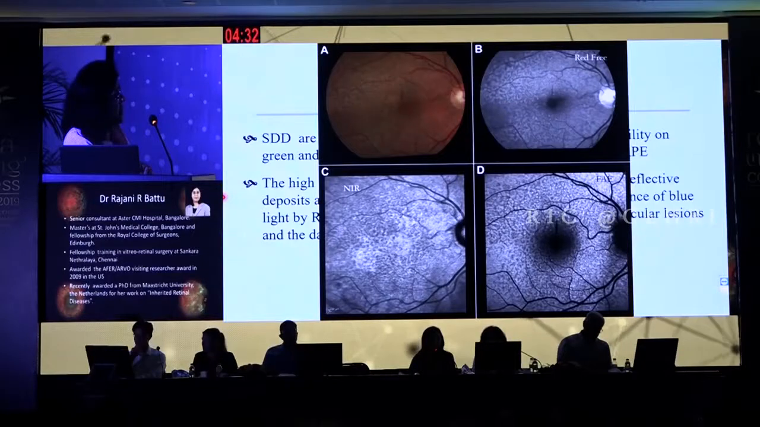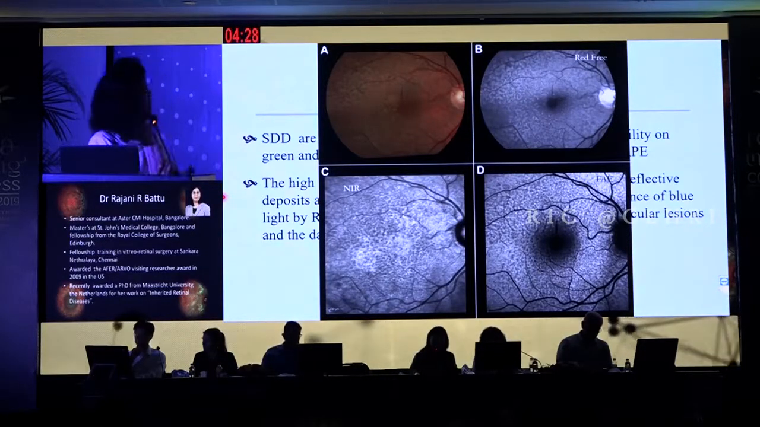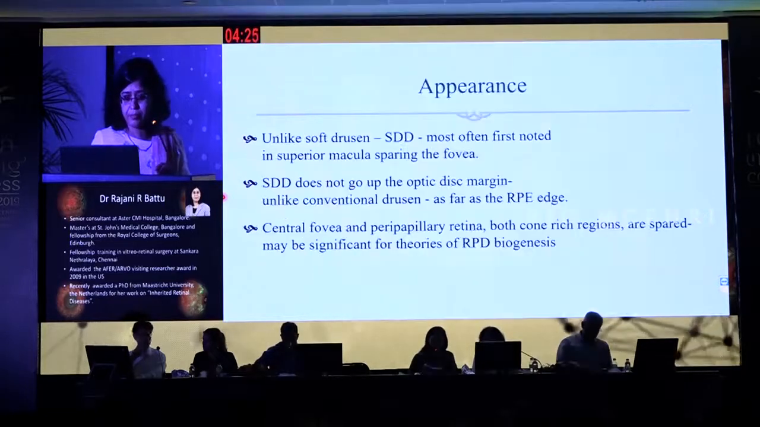So that's the blue reflectance, the multimodal imaging we've been talking about. That's the blue reflectance with the drusenoid deposits. In a typical clinical picture, this is how they would appear, sort of yellowish-greenish deposits. That's the red-free, the infrared, and the autofluorescence. So clearly these are more visible in the lower panels than in just the clinical picture.